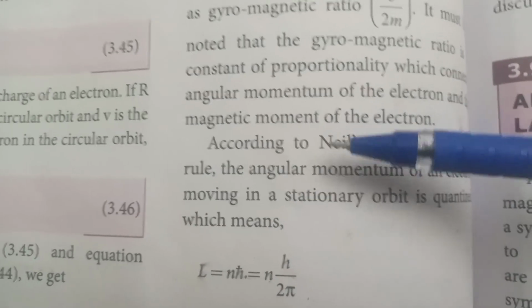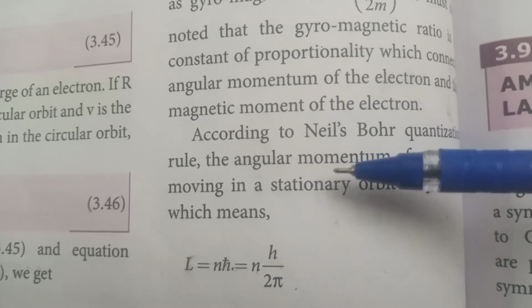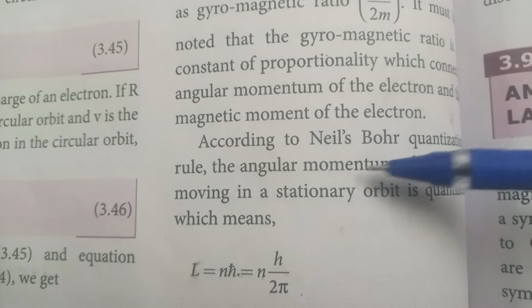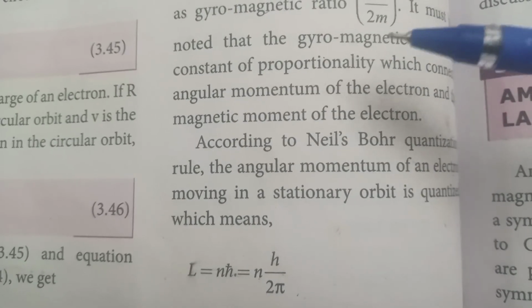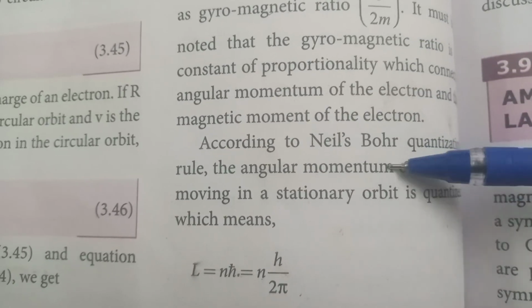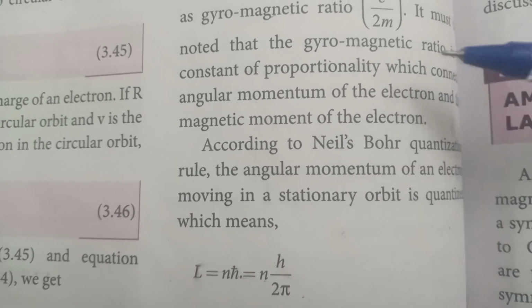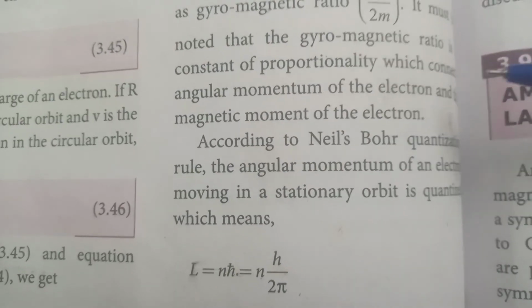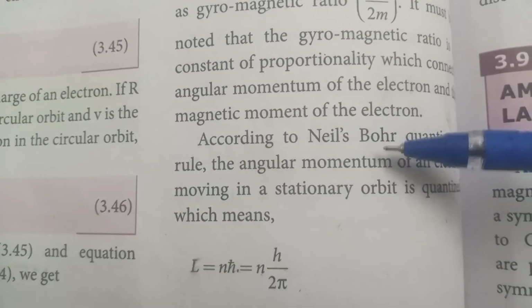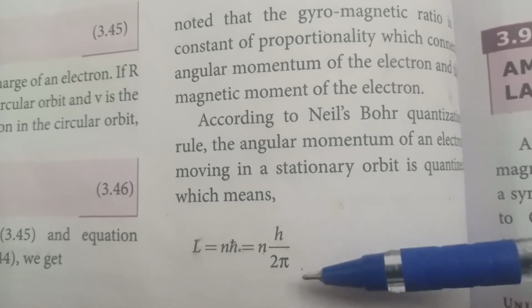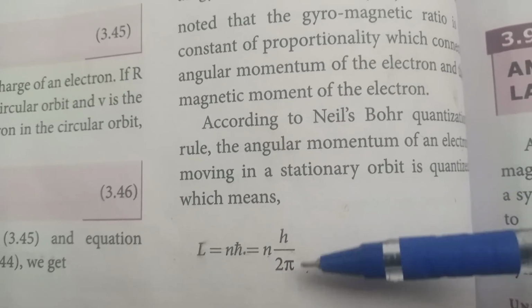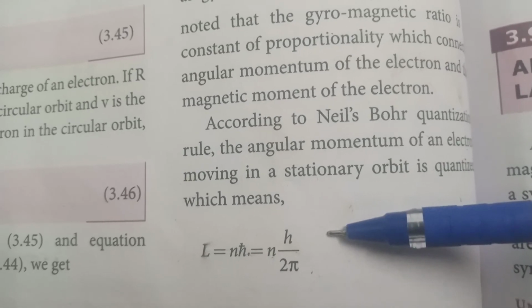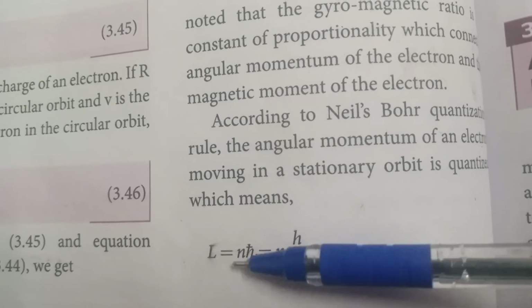Now we have to find the minimum magnetic moment value. So we have to find the angular momentum of the electron in a stationary orbit. The electron moving in a stationary orbit is taken according to the Bohr quantization rule. This is one of the advanced equations that we will study in the 8th lesson in 12th standard, so you just need to know about the equation only.